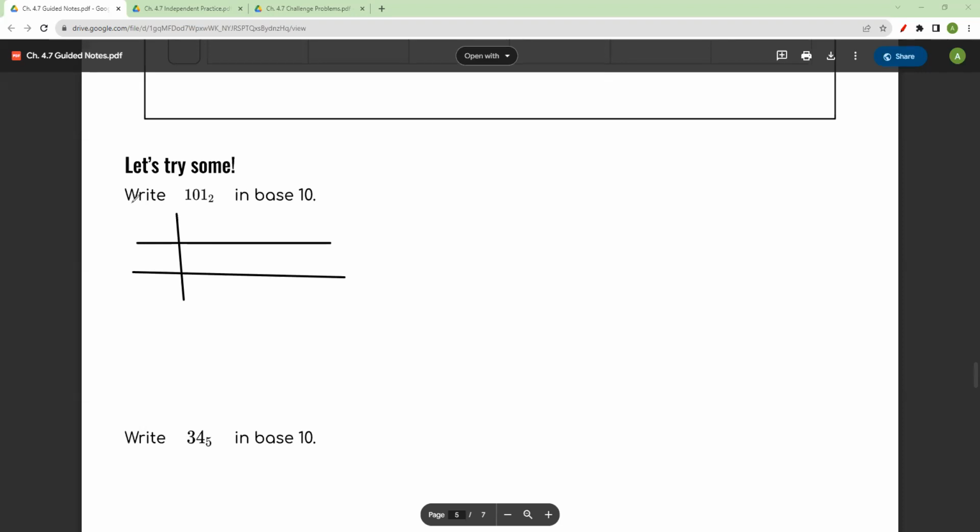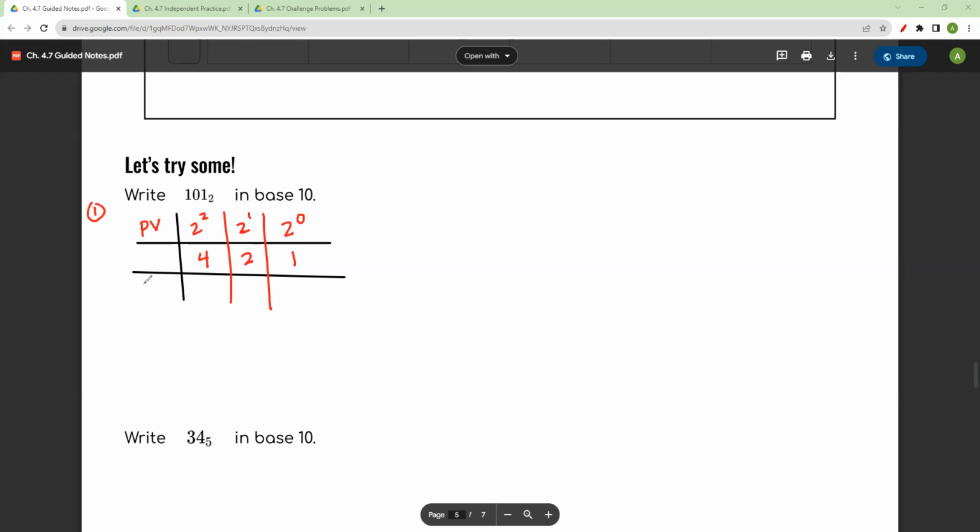Okay, so what we would do is you want to do your place values. Starting with 2 to the 0, and then 2 to the 1, and 2 to the 2. So the value of 2 to the 0 would be 1. 2 to the 1 evaluated would be 2, and 2 to the 2 evaluated would be 4. Okay, then this is step 1. Step 1 is to make the place value.